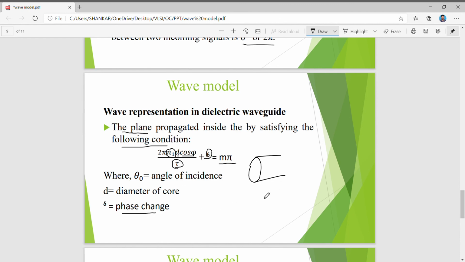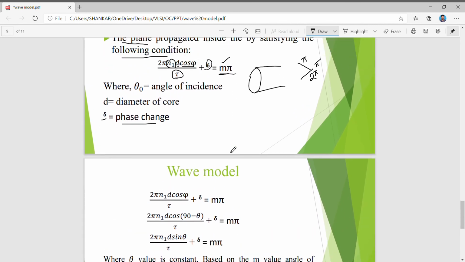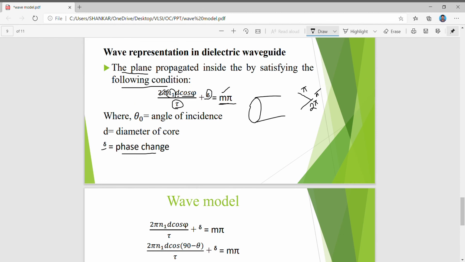So based upon the incident signal, suppose this is angle phi, and this is angle 2 phi, now there will be a phase change of pi. How much angle of phase changes will be described by delta here. And m pi, where m represents an integer value that can vary from 0 to infinity. So now we have to solve the equation 2 pi n1 d cos phi whole divided by lambda plus delta, which is equal to m pi. Assume this equation as 1.